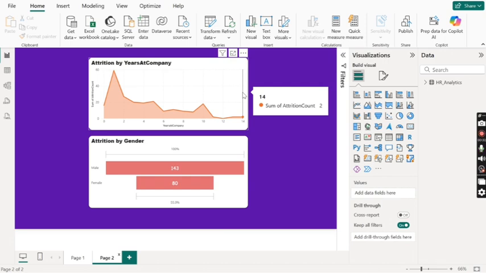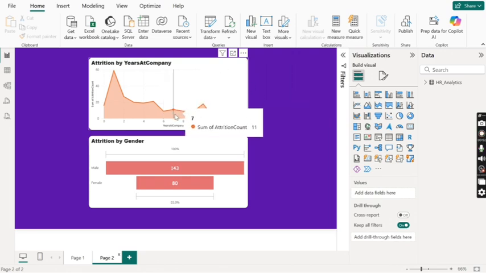It identifies the critical milestones in an employee's career when they are most likely to leave, often revealing issues with onboarding or mid-career growth. This chart uses a line or area format to show the relationship between how long an employee has worked at the company and the number of people who left at that specific point in their tenure. The x-axis represents the years at company, like 1, 2, 3 years and so on, and the y-axis represents the attrition count, the number of employees who departed.